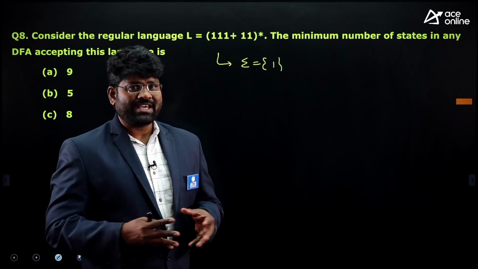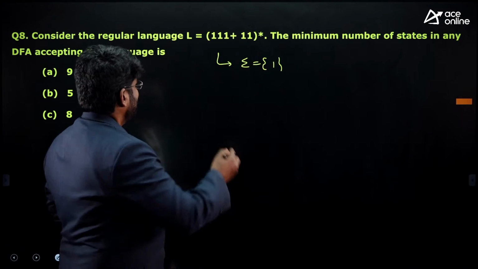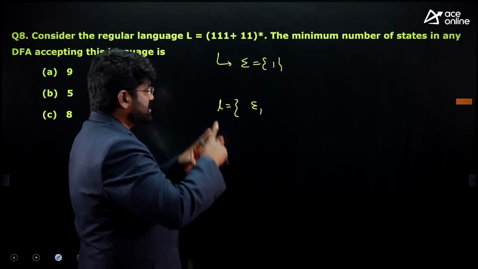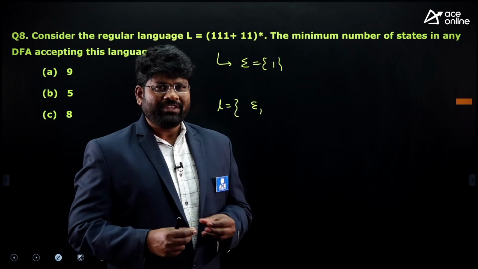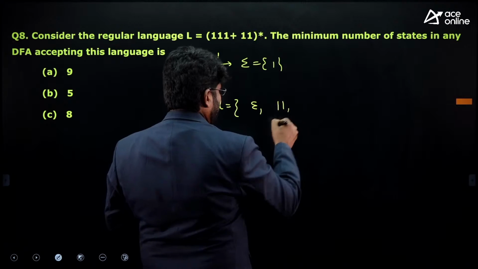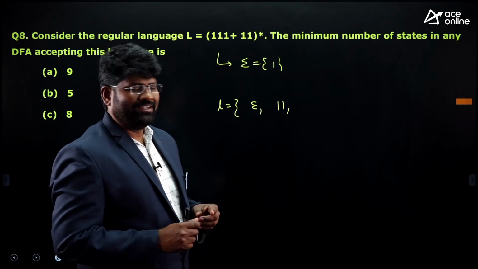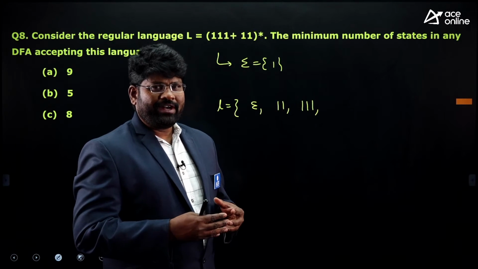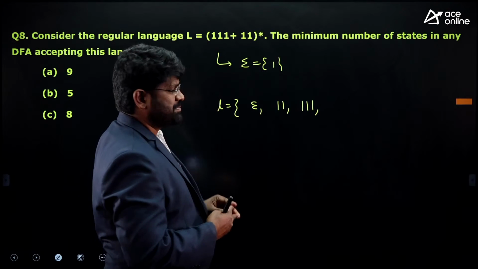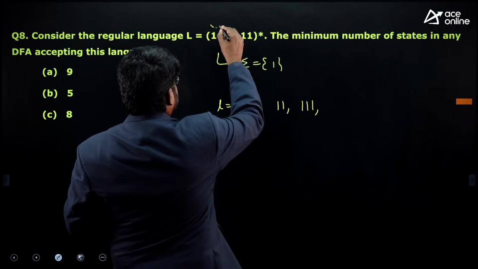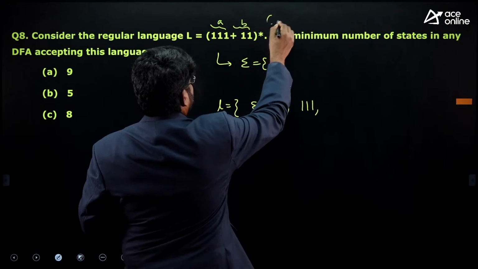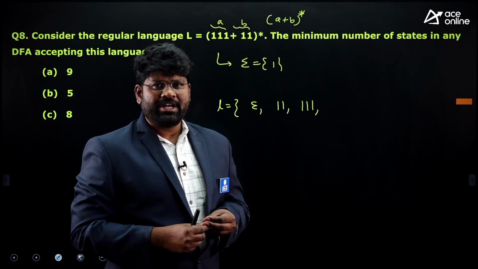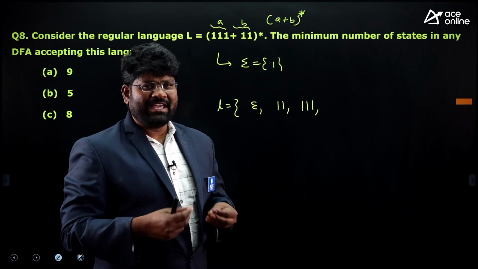Let's identify what kind of strings I can generate from this expression. What is the first string you can have? Epsilon is the first string because of the star. After that, the second one is 2 ones. Further, you can have 3 ones. Now go for string generation from this expression. Treat this as like a and this as b, so this is (a + b)*. In (a + b)*, you can find epsilon, a, b, ab, ba, and all of them will come here.